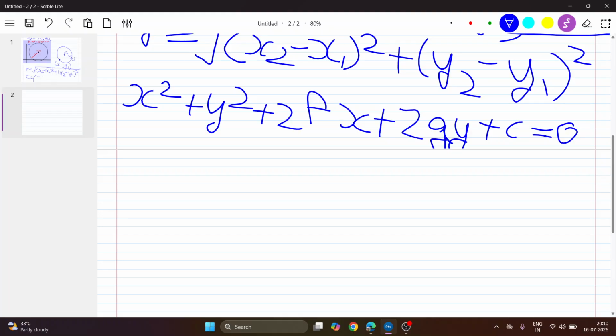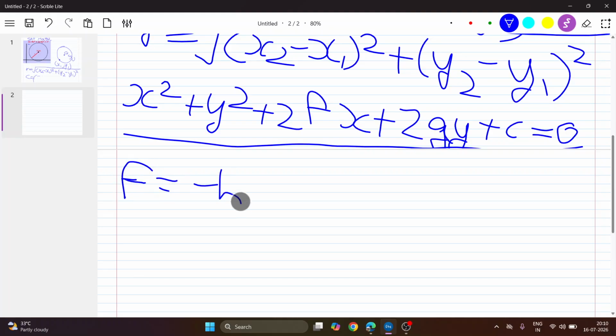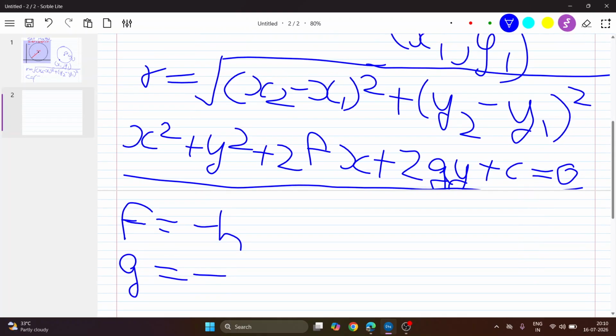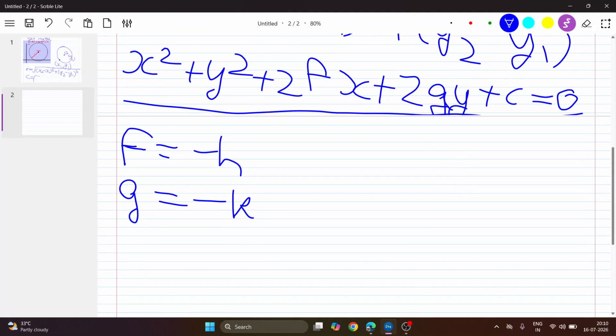So the actual general form of a circle is this. So here, as we dive deep down, you can see that f is equal to minus h, d is equal to minus k, and c equals h squared plus k squared.